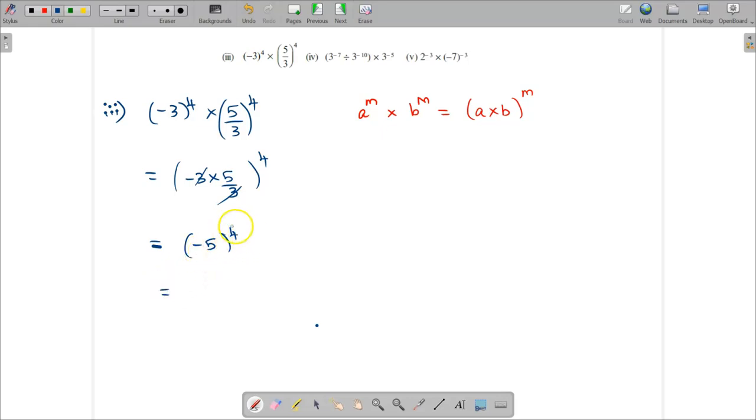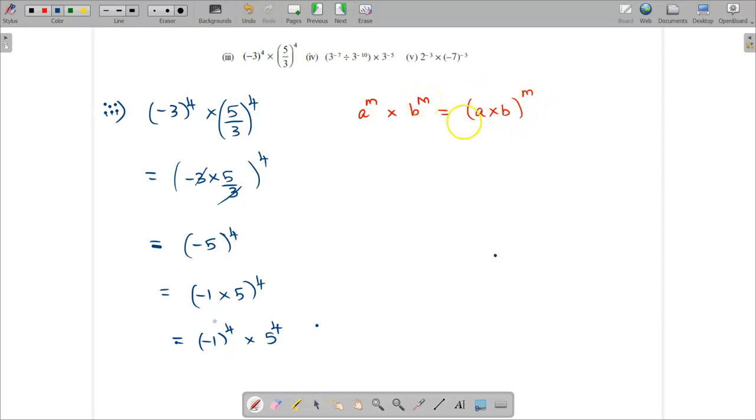Whenever the power is even, generally the minus term will become positive. Why? Because this term I can write as minus 1 into 5, the whole power 4, which is nothing but minus 1 the whole power 4 into 5 the whole power 4. So this rule we can apply: a into b the whole power m, how can we write? a power m into b power m.